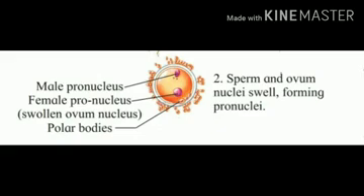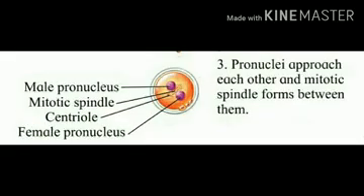Now the third stage in fertilization is activation of ovum. What are the changes that take place in the ovum during fertilization? The ovum before fertilization was at metaphase 2 stage. As you know, meiosis takes place in two stages, meiosis 1 and meiosis 2. Meiosis 1 is completed before ovulation, but the ovum is arrested in metaphase 2, which is the stage in meiosis 2.